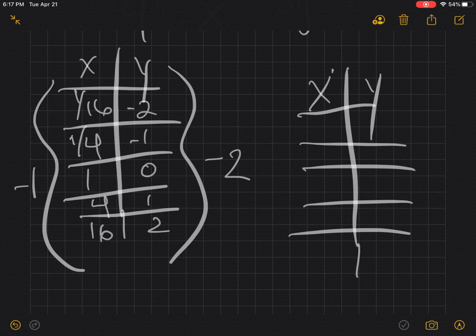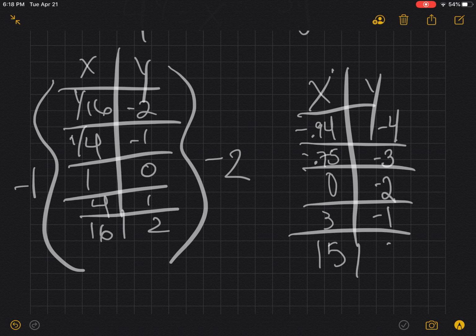Here we go. So I'm going to do 1 over 16 minus 1, and I'm going to use a calculator here. That's going to give me about negative 9.4. 1/4 minus 1 is negative 0.75. 1 minus 1 is 0. 4 minus 1 is 3. 16 minus 1 is 15. And then do the same to the y's. So that would be negative 4, negative 3, negative 2, negative 1, and 0.